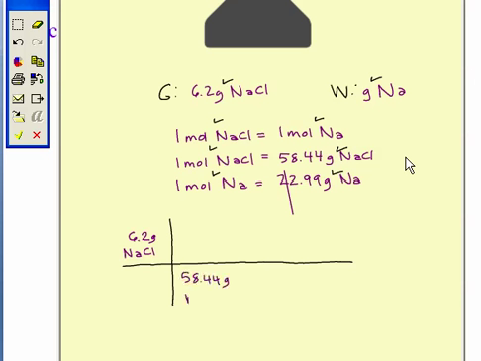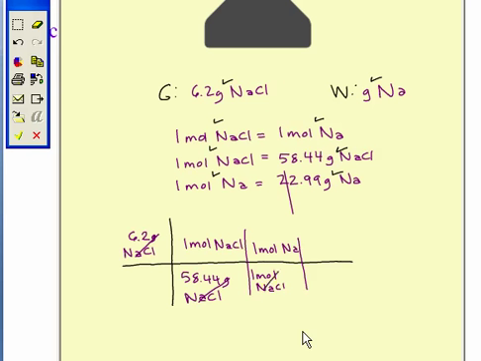58.44 grams of sodium chloride. The other half of the conversion factor goes on top, and that's 1 mole of sodium chloride. My grams of sodium chloride cancel out. I have moles of sodium chloride. I need moles of sodium chloride. So that's right there. 1 mole of sodium chloride will give me 1 mole of sodium.